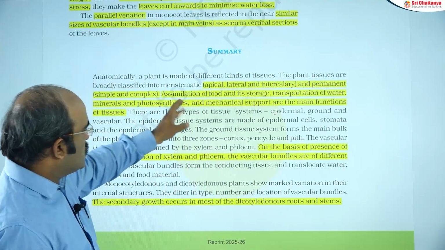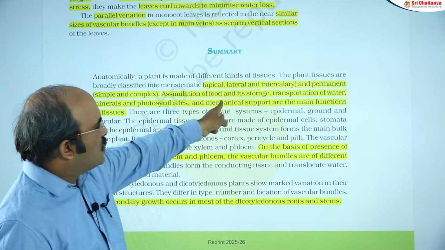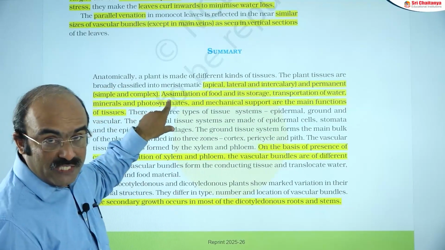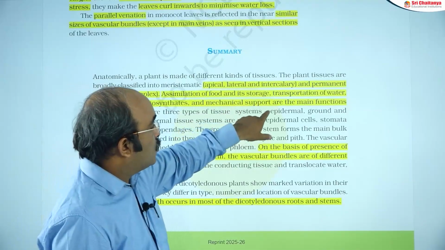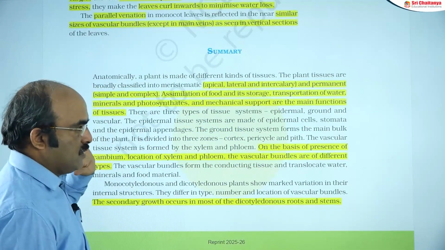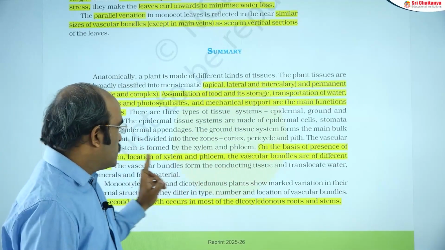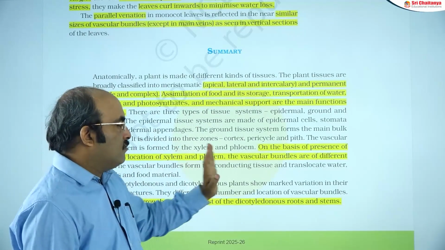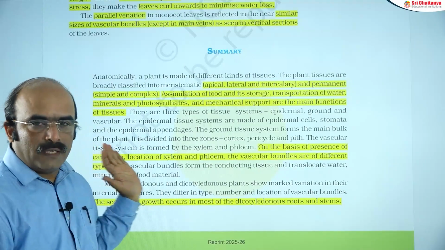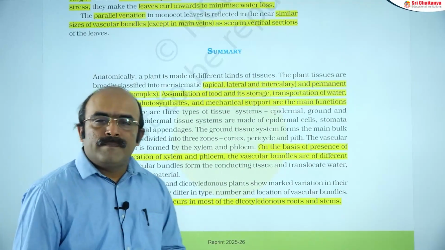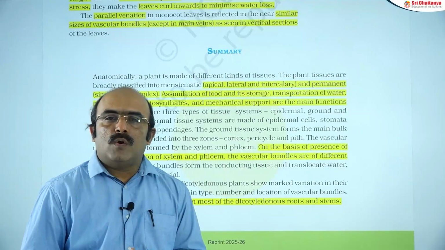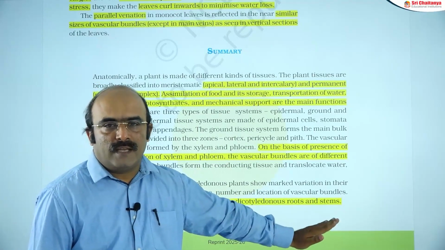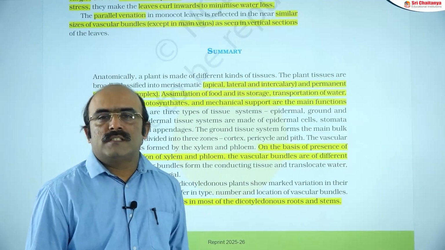So what are the functions of tissues? It is given here: assimilation of food and its storage, transportation of water and minerals, photosynthesis, and mechanical support are the main functions of tissues. And as I told you, on the basis of the location of cambium, xylem and phloem, the vascular bundles could be divided into different types. And you could observe that secondary growth is a process seen in most dicotyledonous plants in roots and stems, but generally not in monocots.